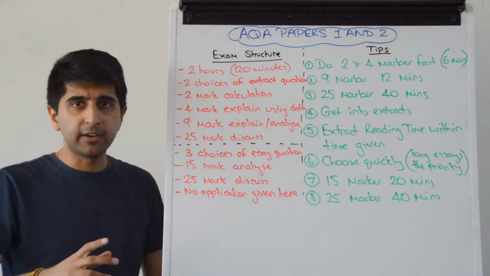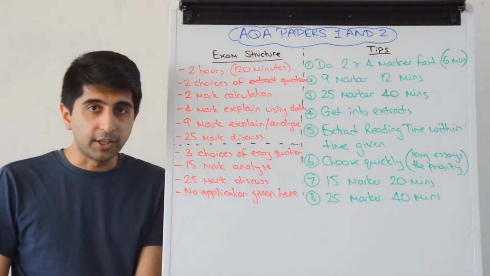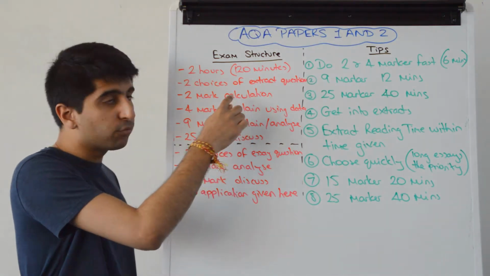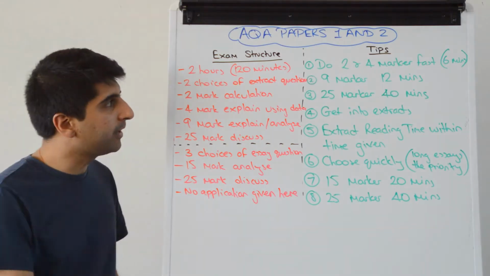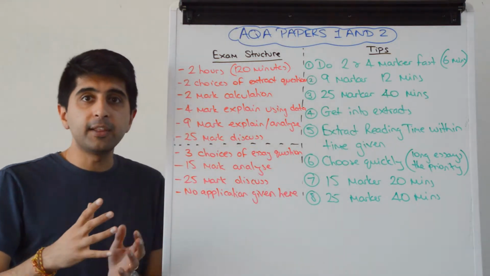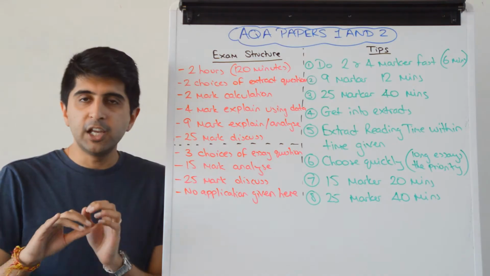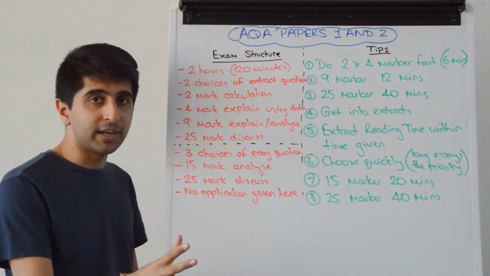The 2 and the 4 marker in the data response parts of the paper, do those quick. These are really, really easy questions. They don't require a huge amount of writing at all. Just get them done. My recommendation is 6 minutes in total to do the 2 and the 4 marker. That should be more than enough time just to get straight in there.